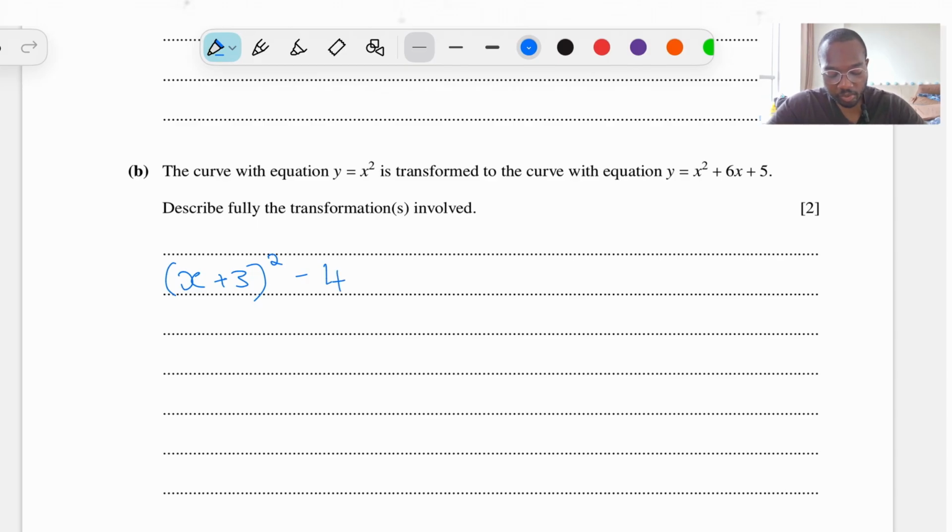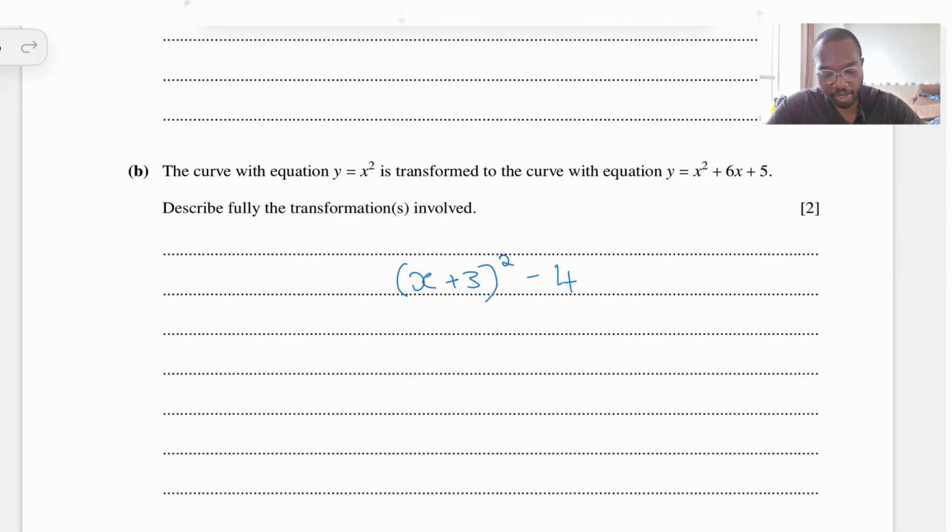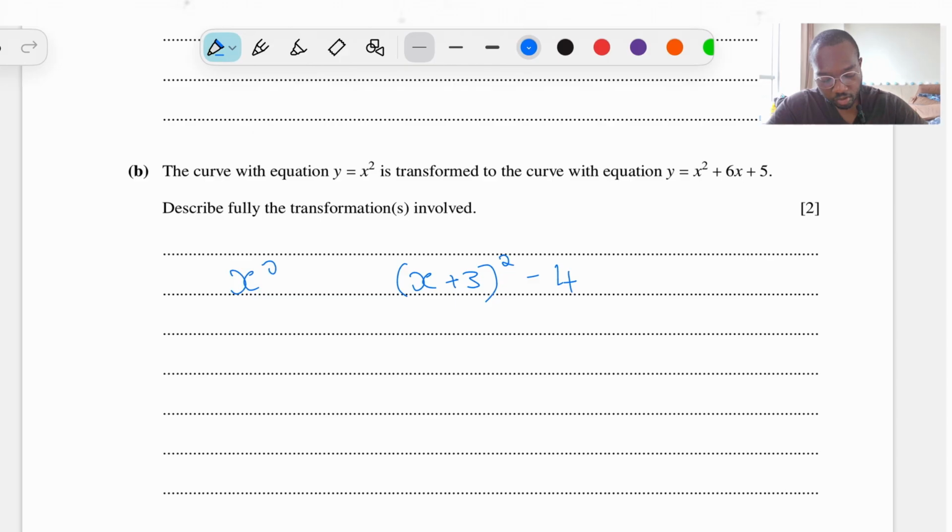So what we can do is we can just compare that with x squared, okay? Because if I just move this over here, if we just compare this with x squared, what is the transformation happening here? Well, it's actually fairly simple to know what's happening, okay? Let's think about the x coordinate first. Well, we have the x plus 3. So what does that mean?